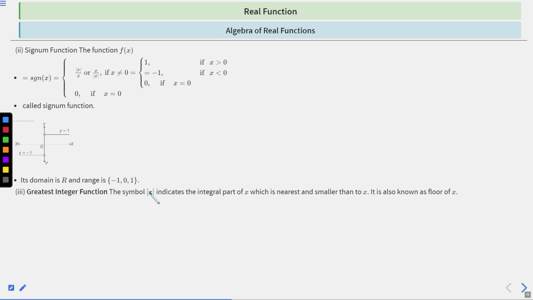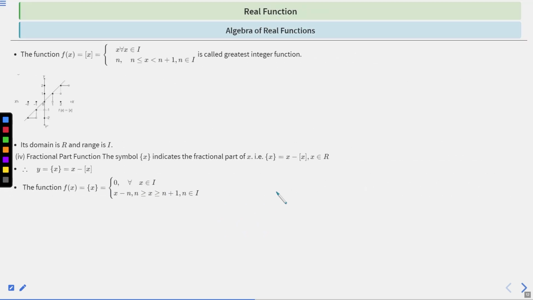Next is the greatest integer function. The symbol of the greatest integer function indicates the integral part of x which is nearest and smallest to x. It is also known as floor of x, right? Why is it known as floor of x? Because its graph is visible like a floor, right? You can see this floor. Clear?